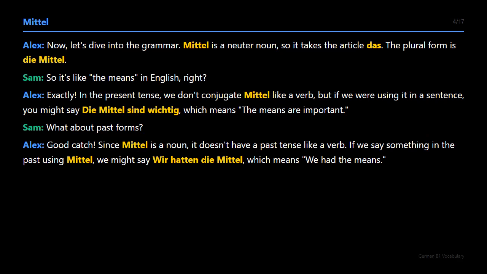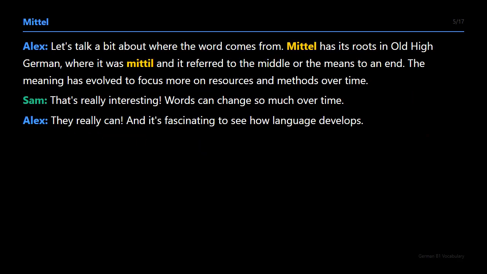Let's talk a bit about where the word comes from. Mittel has its roots in Old High German, where it was Mittil, and it referred to the middle or the means to an end. The meaning has evolved to focus more on resources and methods over time. That's really interesting. Words can change so much over time. They really can. And it's fascinating to see how language develops.